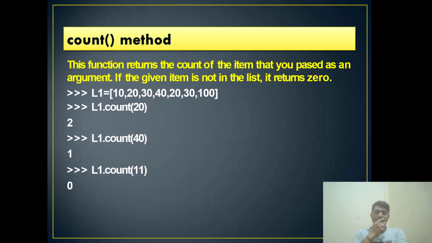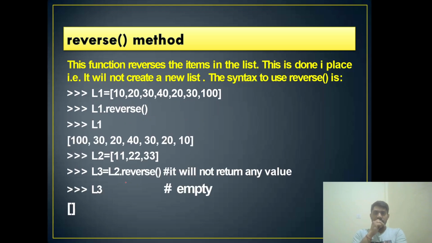Count gives how many times the value you passed as an argument is present. That is the count: 20, 2 times; 40, 1 time; 11, 0 times. Okay. Reverse the items in the list in place. Okay, this is done in place. It will not create a new list. You can see here reverse.